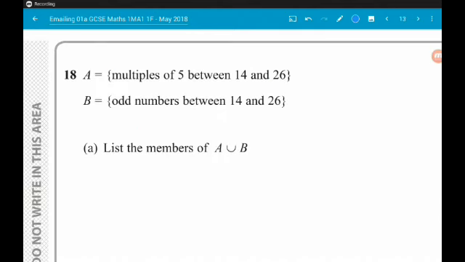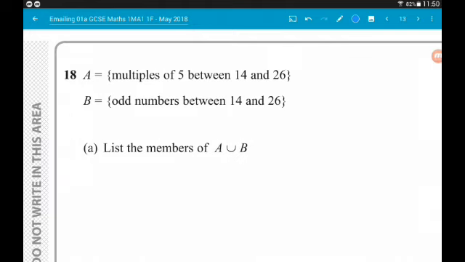Okay, question 18. So we got some set notation here. So A is our set of numbers that are multiples of 5 between 14 and 26. So that's 15, 20, 25. B is our set of numbers that are odd between 14 and 26. So we got 15, 17, 19, 21, 23, 25.